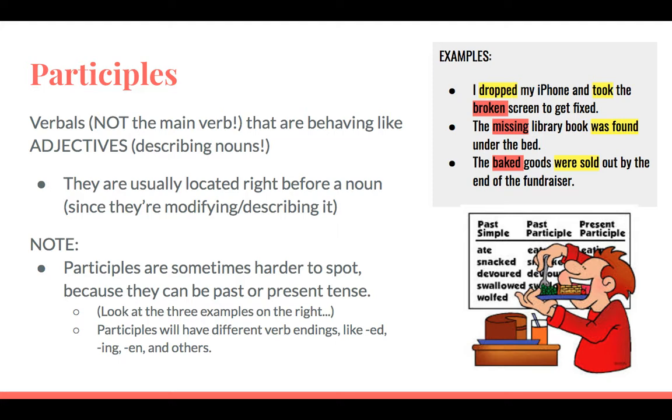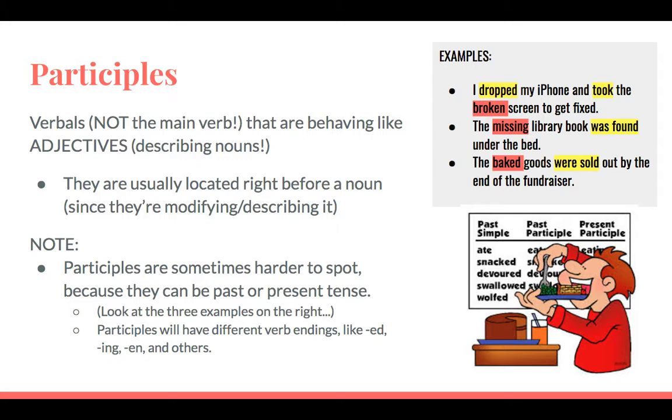All right, so let's go on to our third and final verbal, and that is participles. Again, a participle looks like a verb, but it is not the main verb. It is not doing the action of the sentence. It is behaving like an adjective. Participles describe nouns, which means that it's usually going to be near the noun that it's describing.